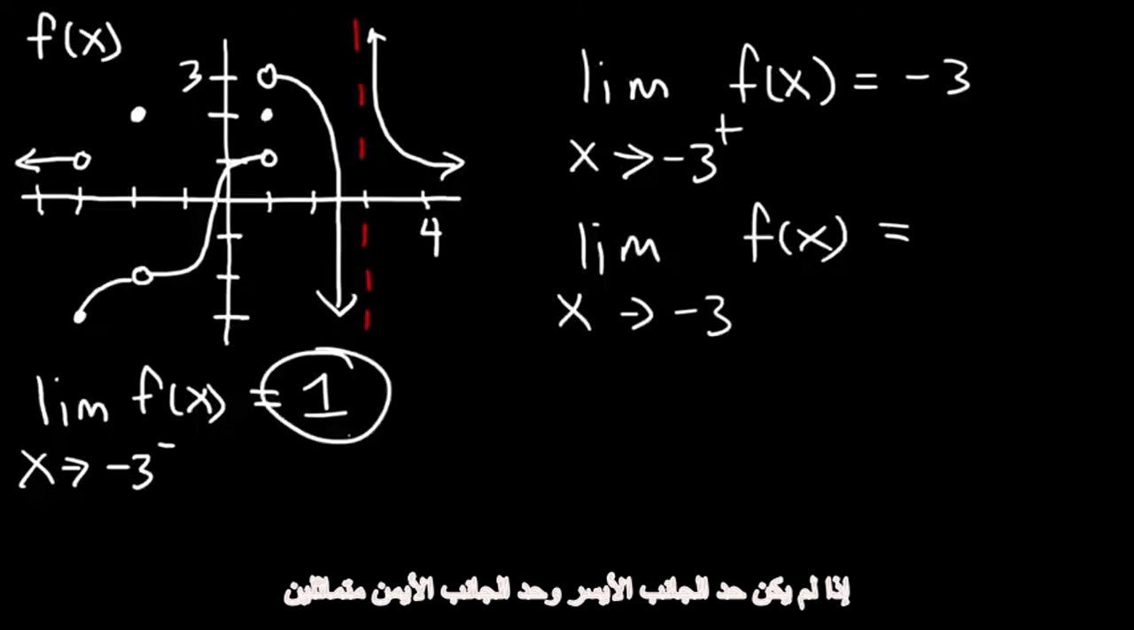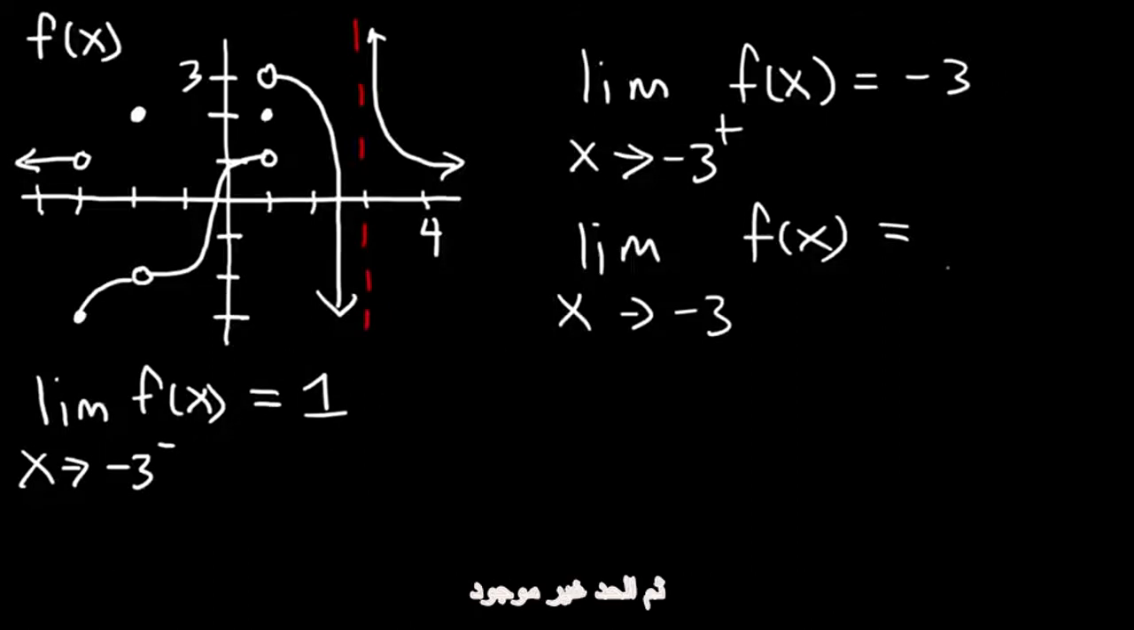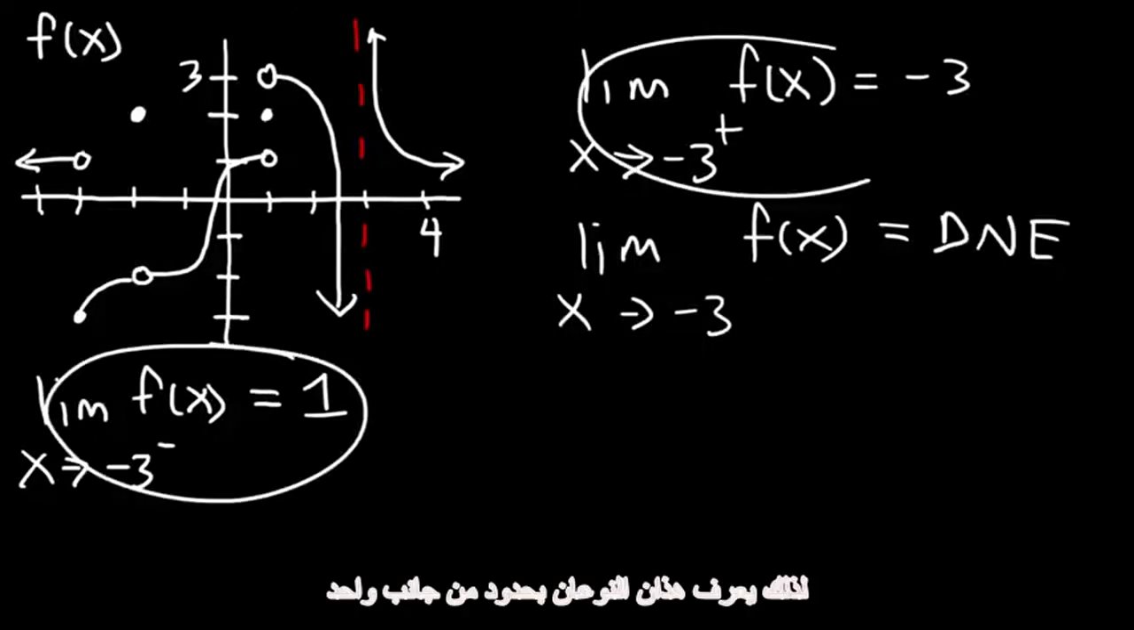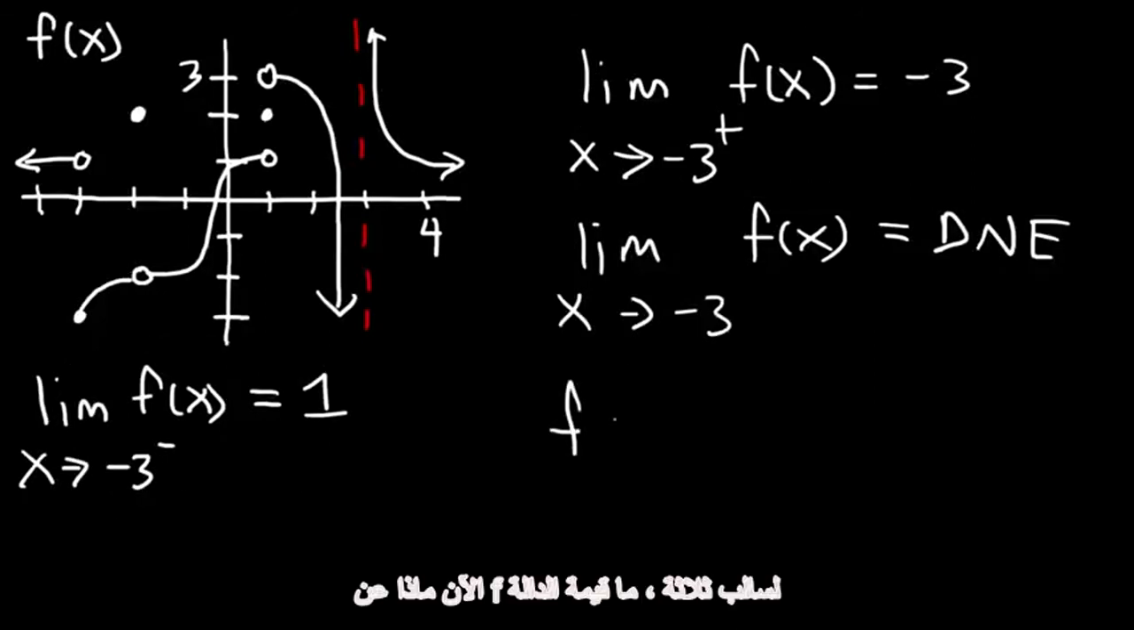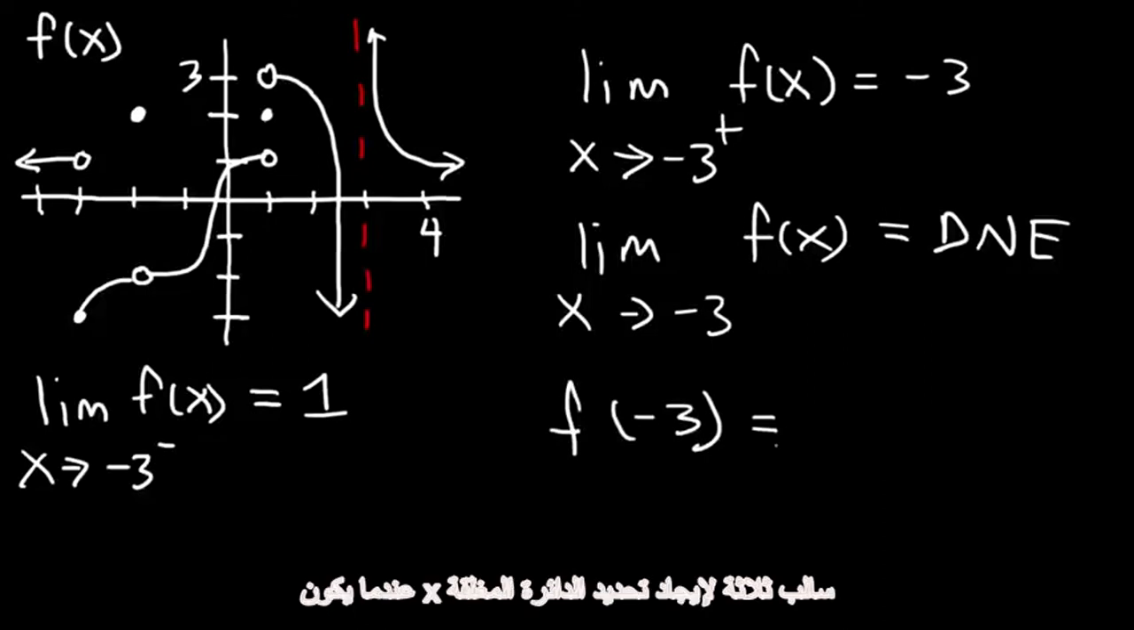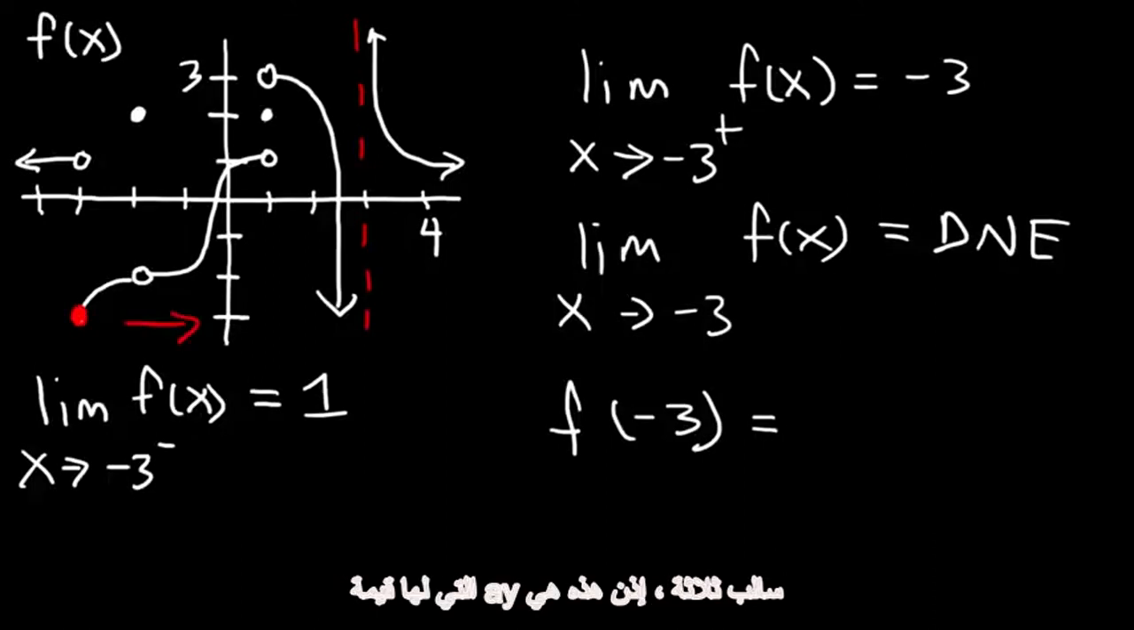If the left-sided limit and the right-sided limit are not the same, then the limit does not exist. These two are known as one-sided limits. Now what about f of negative 3? What is the value of the function when x is negative 3? To find it, identify the closed circle, which has a y value of negative 3. So this is it.